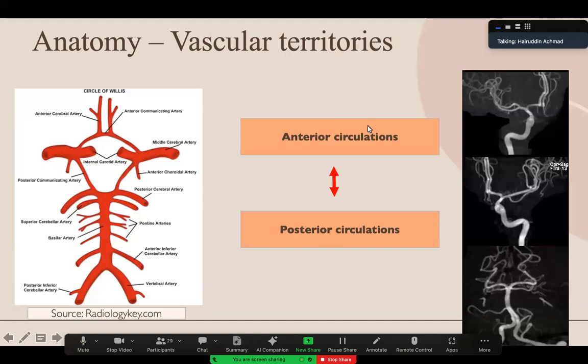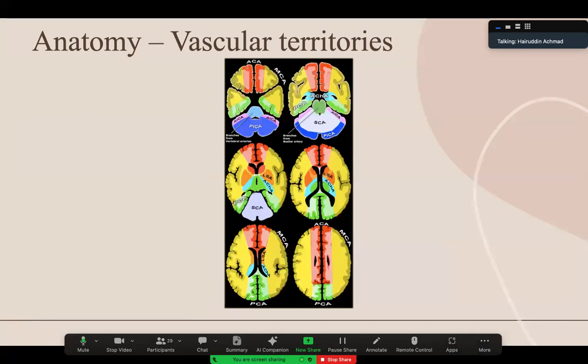Okay, so stroke always follows the vascular territory. Sometimes when you have stroke mimickers, what helps us is knowing where the vascular territories are. When the lesion involves different territories, it is most likely not a stroke, because an arterial stroke will always be confined to its territory. It doesn't cross beyond its territory.